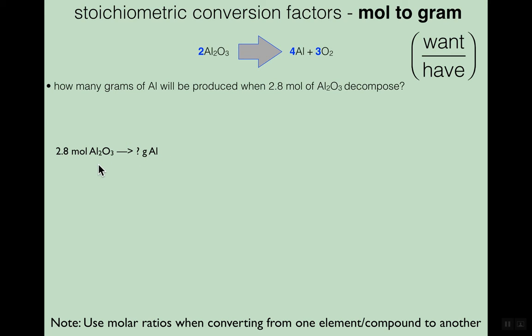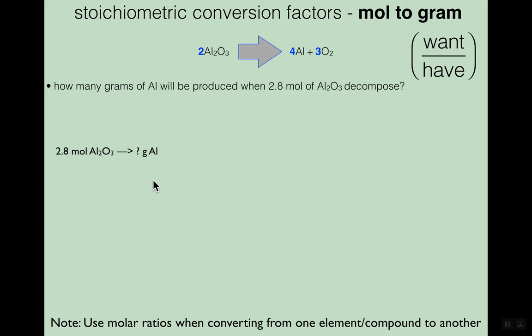There are two things to note here. We are changing units, going from moles to grams. And we are changing compounds, going from aluminum oxide to the element aluminum. So we're going to need two conversions here. We're going to need to go from moles to grams, and we're going to need to go from one compound to a completely different element. Remember, when you go from one element or compound to another, you're going to use molar ratios.